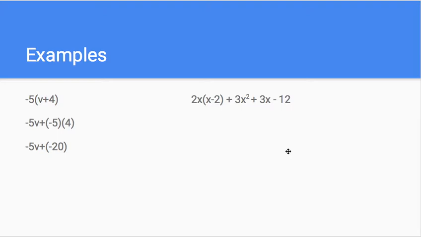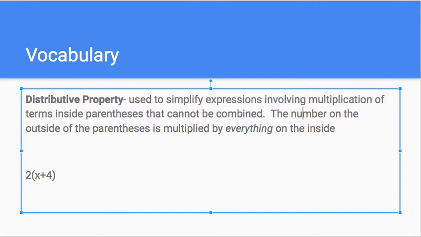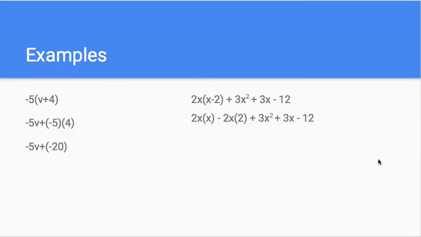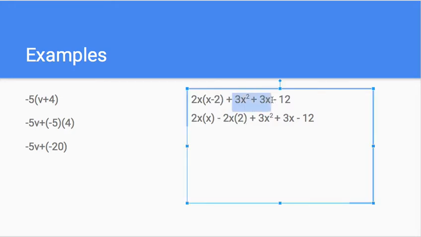Now over here for the second one, I have 2x times the quantity x minus 2, and then that's being added to 3x squared plus 3x plus -12. I take the distributive property and I do 2x times x, the first term, then 2x times minus 2. Okay, so the minus was inside the parentheses, it carries down. Everything else just carries down exactly the same. So you notice 3x squared plus 3x minus 12, 3x squared plus 3x minus 12.